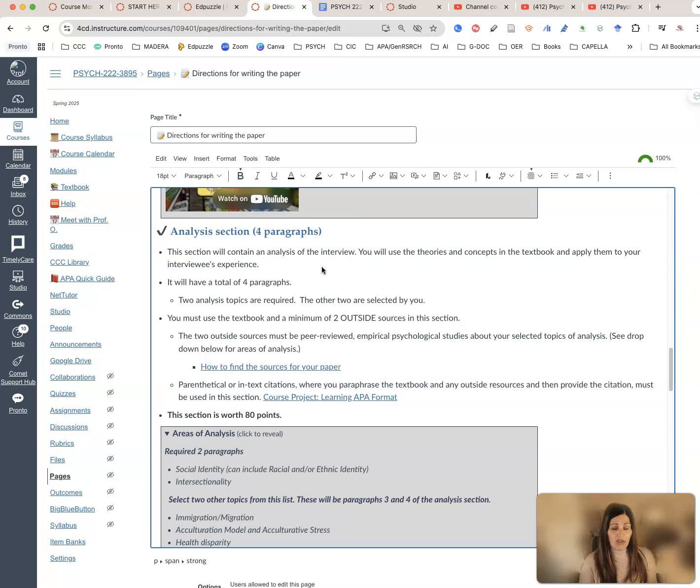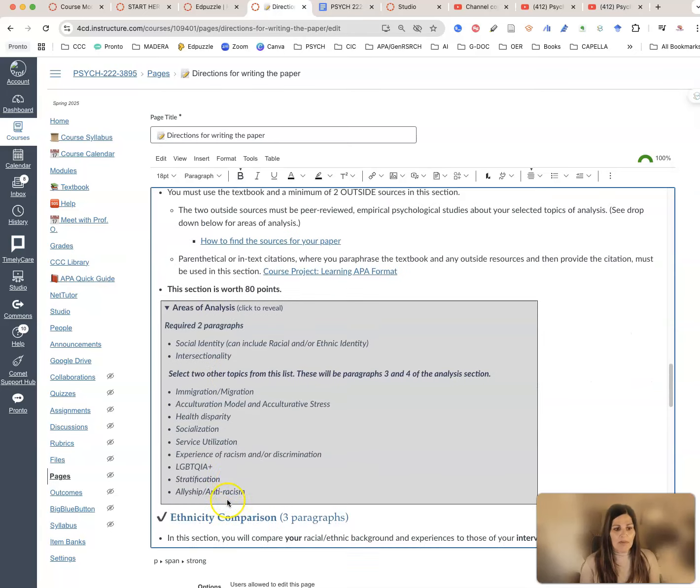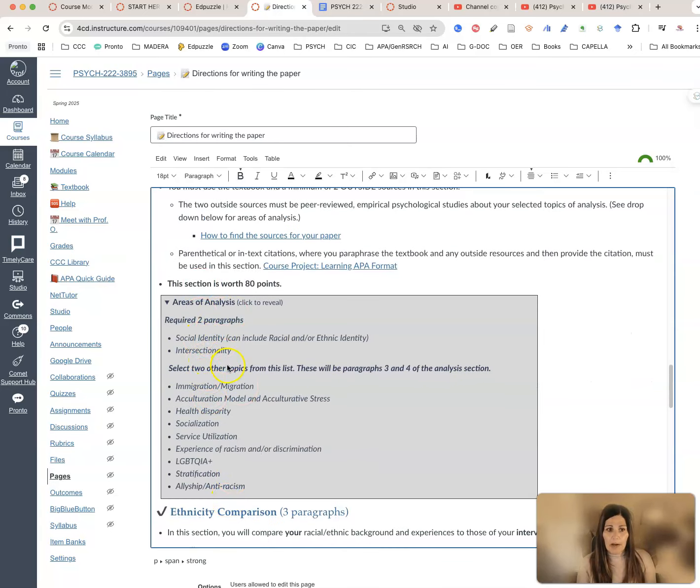2 paragraphs are on topics I selected. The other 2 are on topics that you get to select. So down here are the 2 required paragraphs. The first one is on social identity, the second on intersectionality.